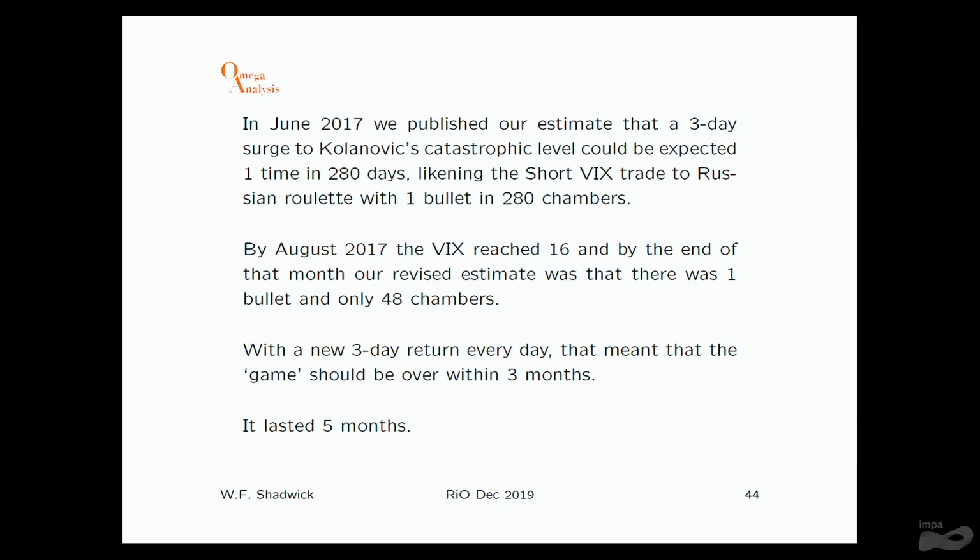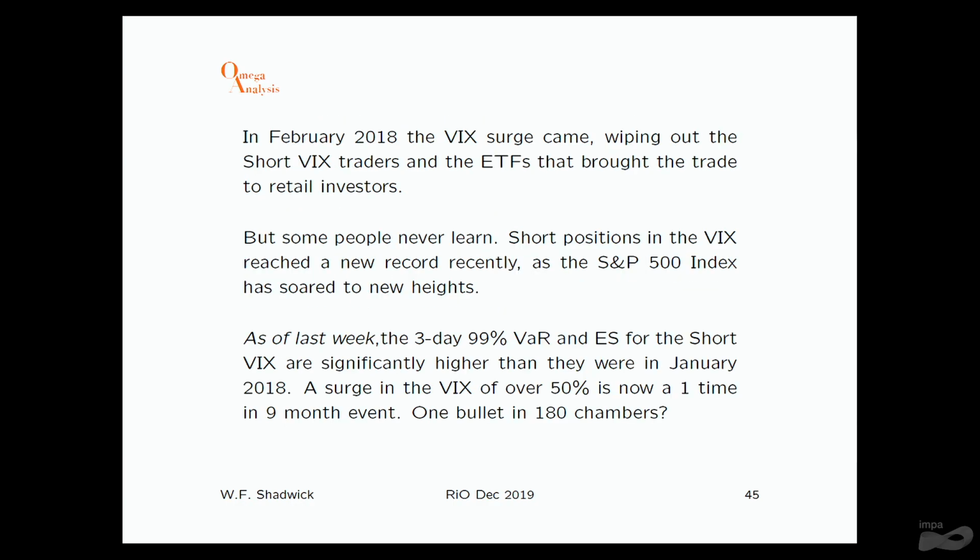And in June, we said, well, look, it's once in 280 days. You've been picking up your pennies in front of the steamroller for months and months, years now. You've got a 1 in 280 day chance of going completely bust. Russian roulette with one bullet and 280 chambers, is what we called it. But by August, there was a bump up in the VIX to 16, and that gave us a revised estimate saying there's only 48 chambers left. So it should have been over within 3 months. It lasted 5 months, but of course, in February 2018, the surge came, the ETFs were wiped out, the lawsuits are still continuing. And as of last week, the VaR and ES that we're measuring for these things are significantly higher than they were in January 2018, and yet there's a recent record high in short VIX positions again.